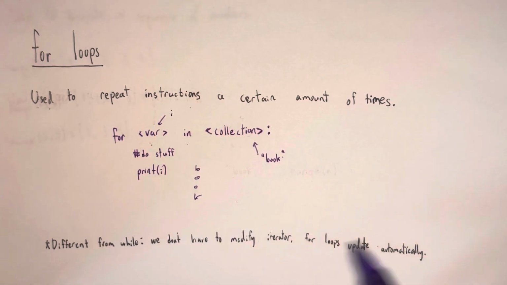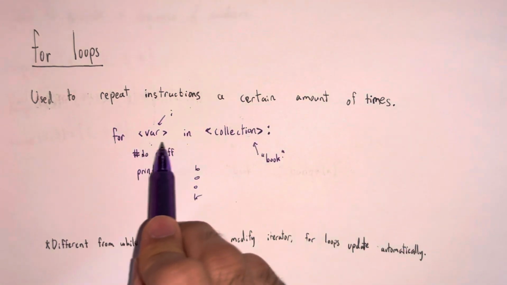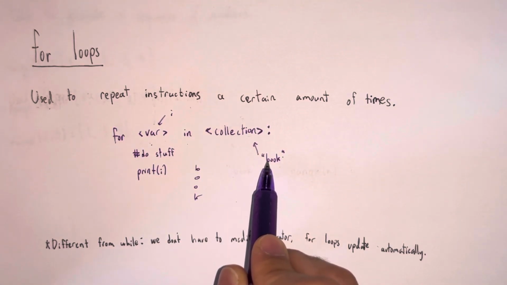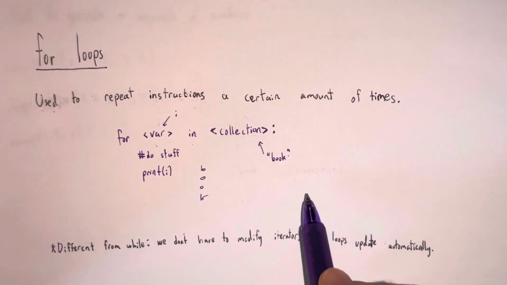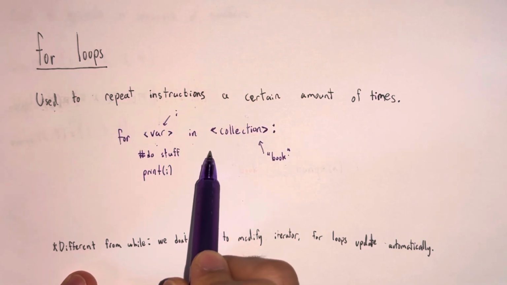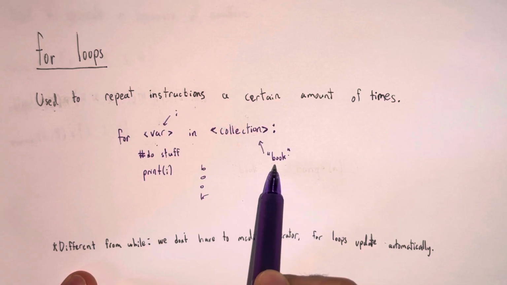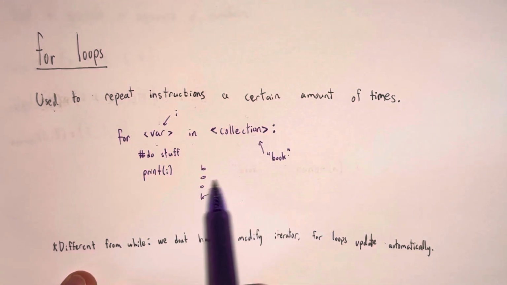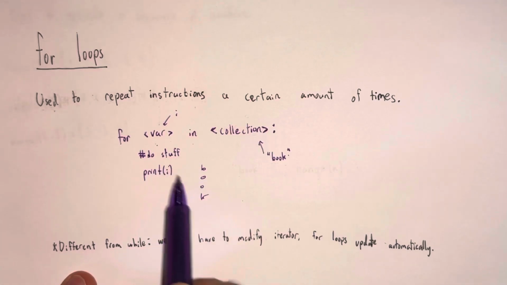Anyways, for loops are different from while loops in the way that we don't have to modify the iterator. For loops update that automatically. So what does that mean? Book is 4 characters, 1, 2, 3, 4. So I is going to look 4 times, at each individual item in book, or 1 time per item. So it's going to loop 4 times to go through each item in book, and it's going to do stuff 4 times.